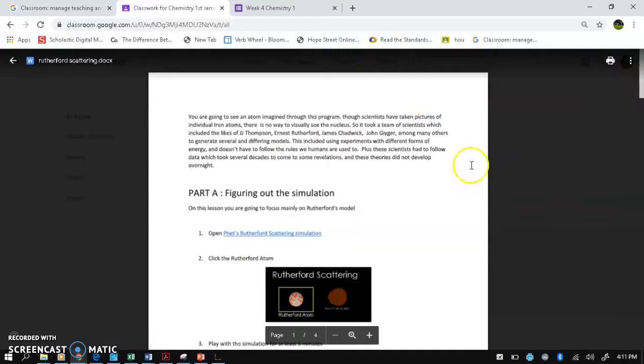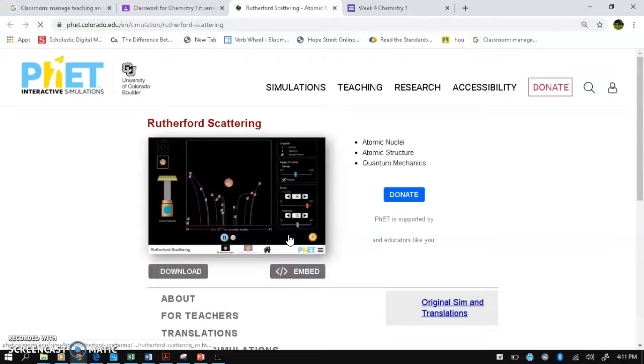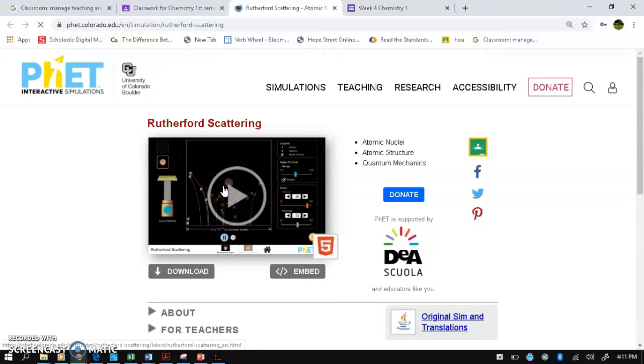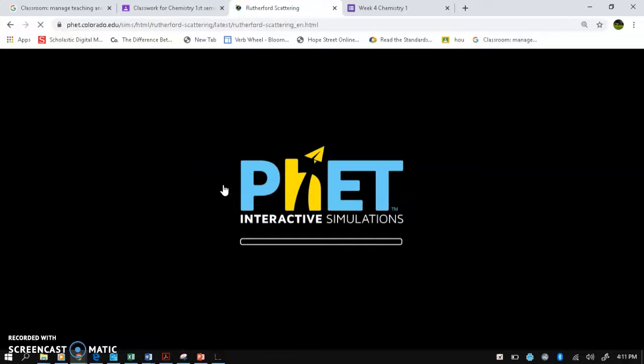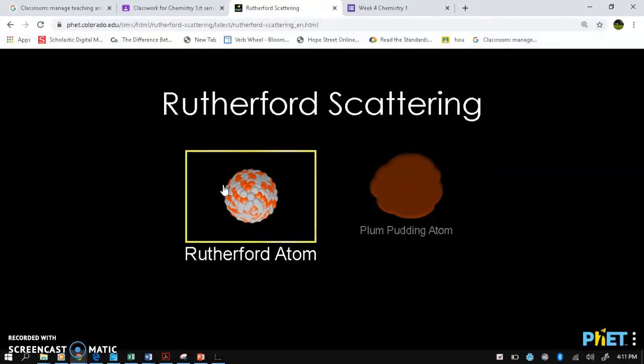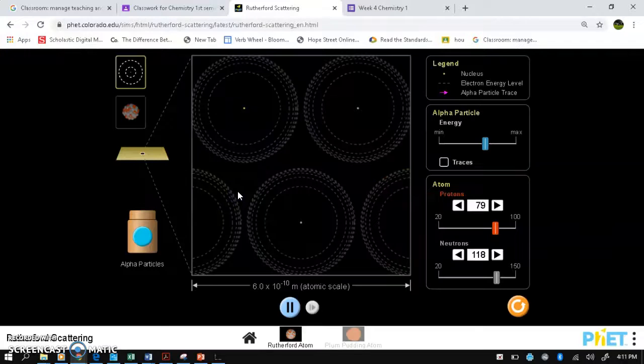On part 1, we have Rutherford scattering, and this is a continuation of what we were doing beforehand. One of the key things is that you need to go to this website. These are going to be for day 1 and for day 2. Last week you had the Thompson model, so this one is going to be right here. This is the only one you're working with. You are not working with this one. So I'm going to go ahead and click it.